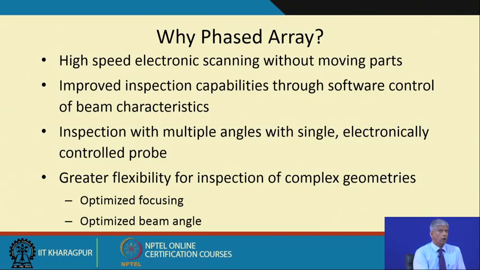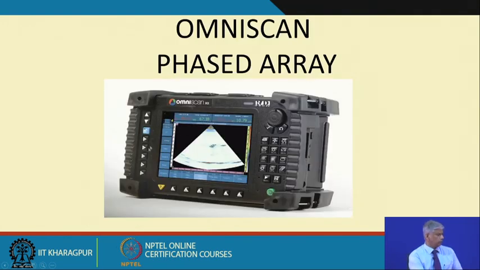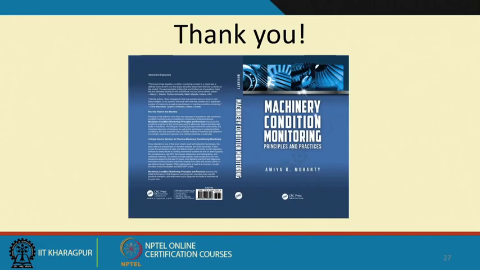Okay. So, why phased array? High speed electronic scanning without moving parts, improved inspection capabilities through software control, inspection with multiple angles with single electronically controlled probe, and greater flexibility. Okay. So, this is a view of a typical phased array equipment which we have in our laboratory, and some of these I will show you maybe in the last slide of our lectures here. Okay. Thank you.